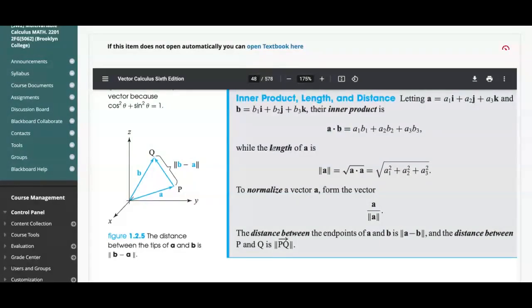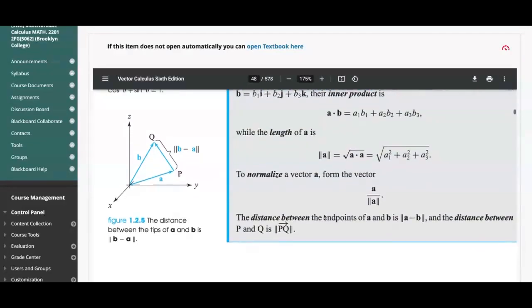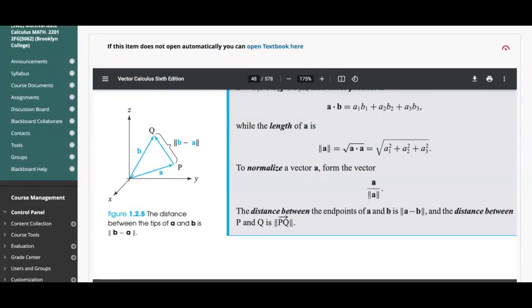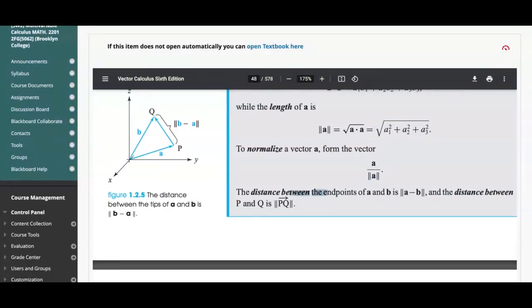A special case is the length. You see this is A inner product with itself. If we want to find the length of the vector, it's the inner product with itself, A dot A, square root. To normalize a vector, we divide the vector by its length or its magnitude. The distance between the endpoints of A and B is, of course, the norm of the subtraction.